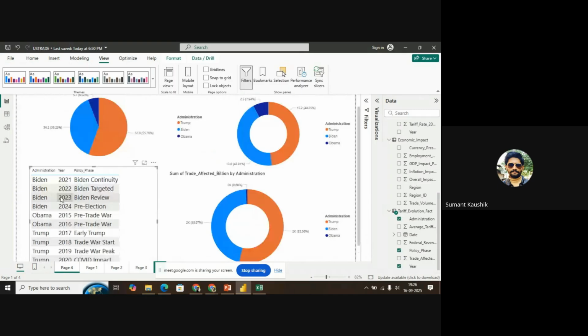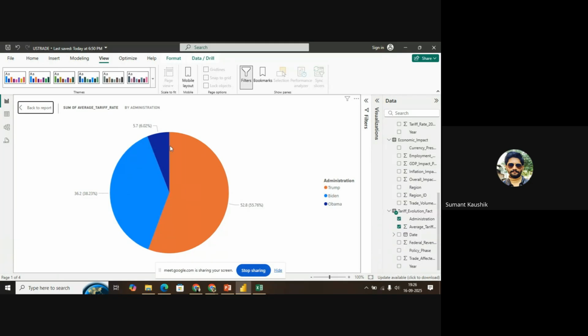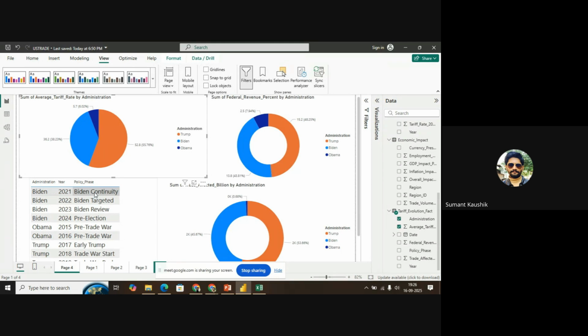So in Biden's period, if you go by this sum of average tariff, this was Biden's period on the left part. It was 36.2%. That is, this was the average tariff during the administration of Biden. Now, this is not the average tariff imposed all over the world. This is the sum of the tariff involved in the whole period from 21: policy phase 1, policy phase 2, policy phase 3, and policy phase 4.